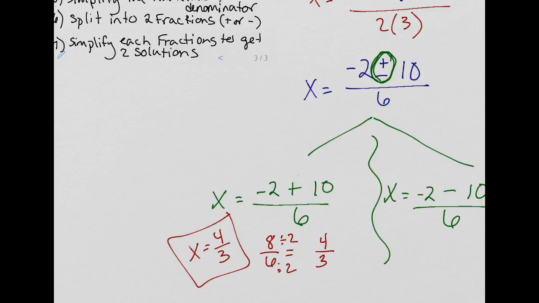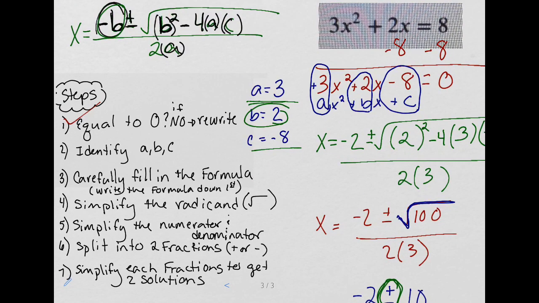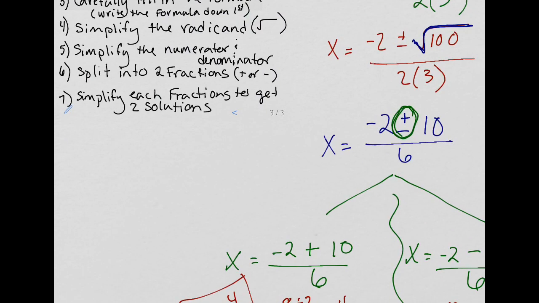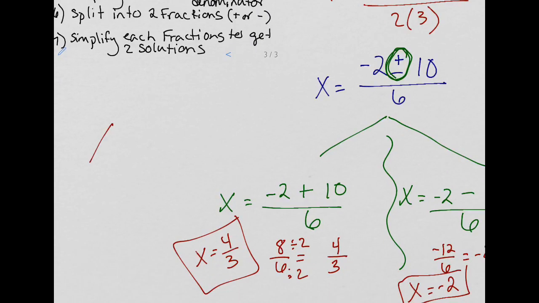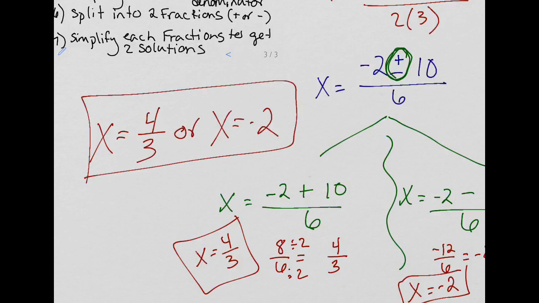On the other side, I have negative 2 minus 10, which is negative 12, divided by 6. Negative 12 divided by 6 is negative 2. So that is my second solution. So we solved the quadratic x squared plus 2x minus 8 using the quadratic formula, and got the solutions of x equals 4/3 or x equals negative 2. That is our first example.